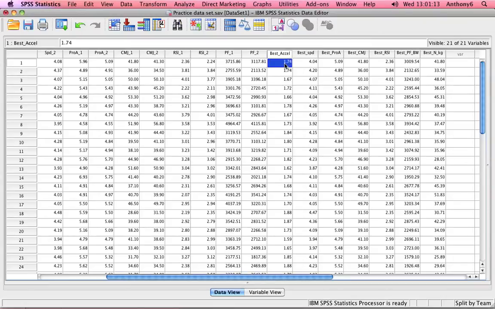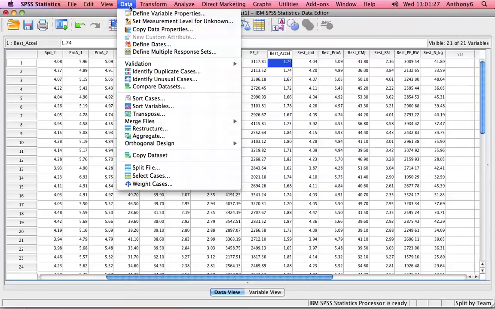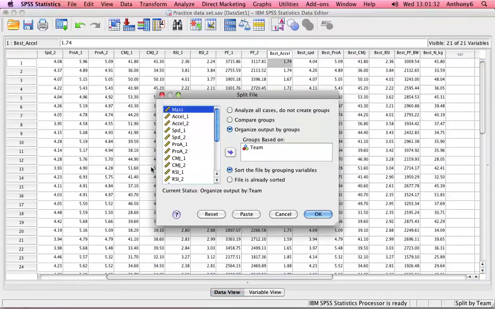So having identified some relationships, or rather correlations, within our data set, we're now going to start to look at differences. Before we continue with that, in our last example, we split the file so that we can look at correlations within teams. So it's always important to remember that you have to then go back and uncheck that. So we don't want to split our output by team, because we're going to be comparing them now.